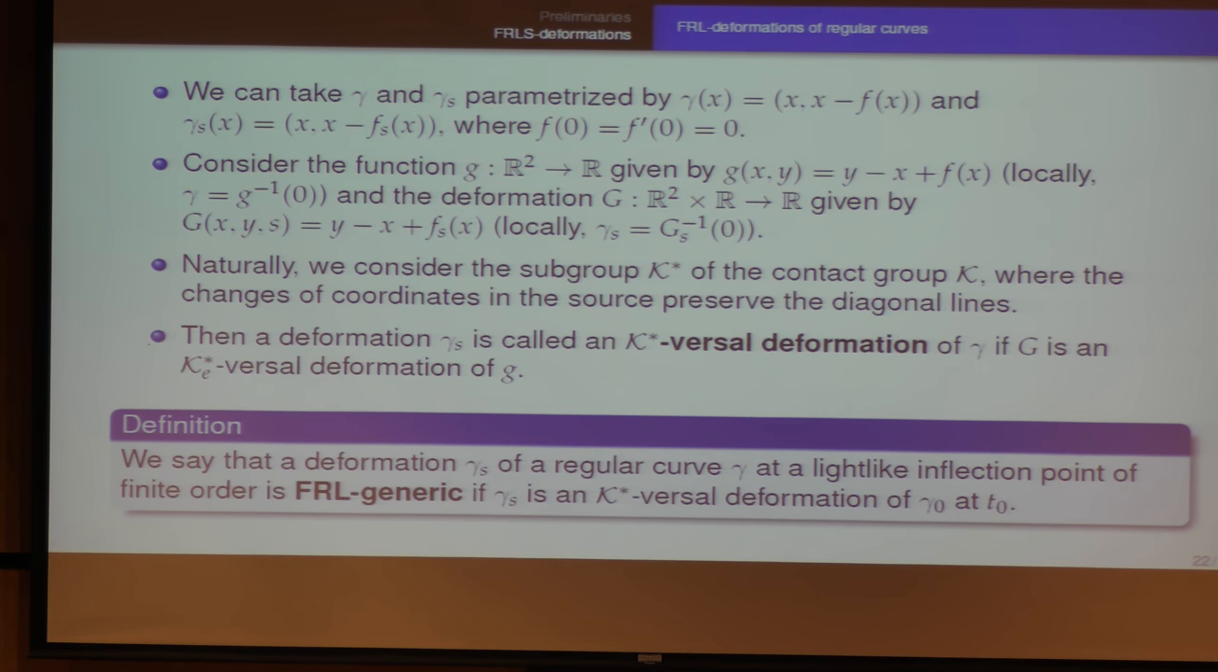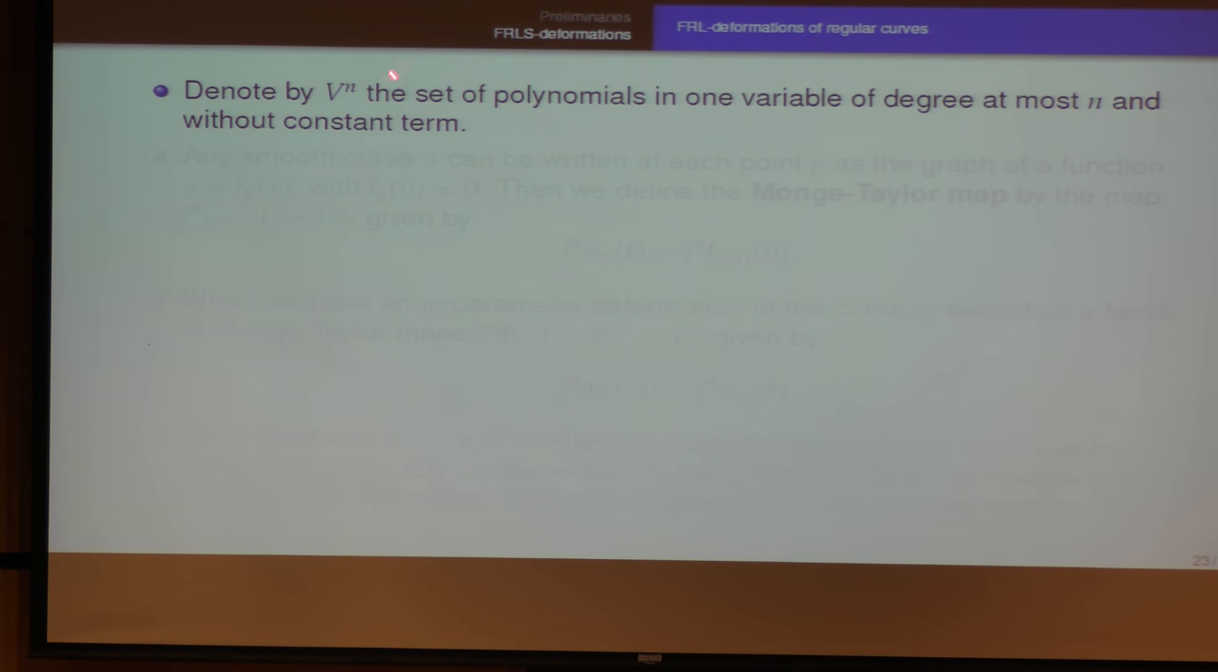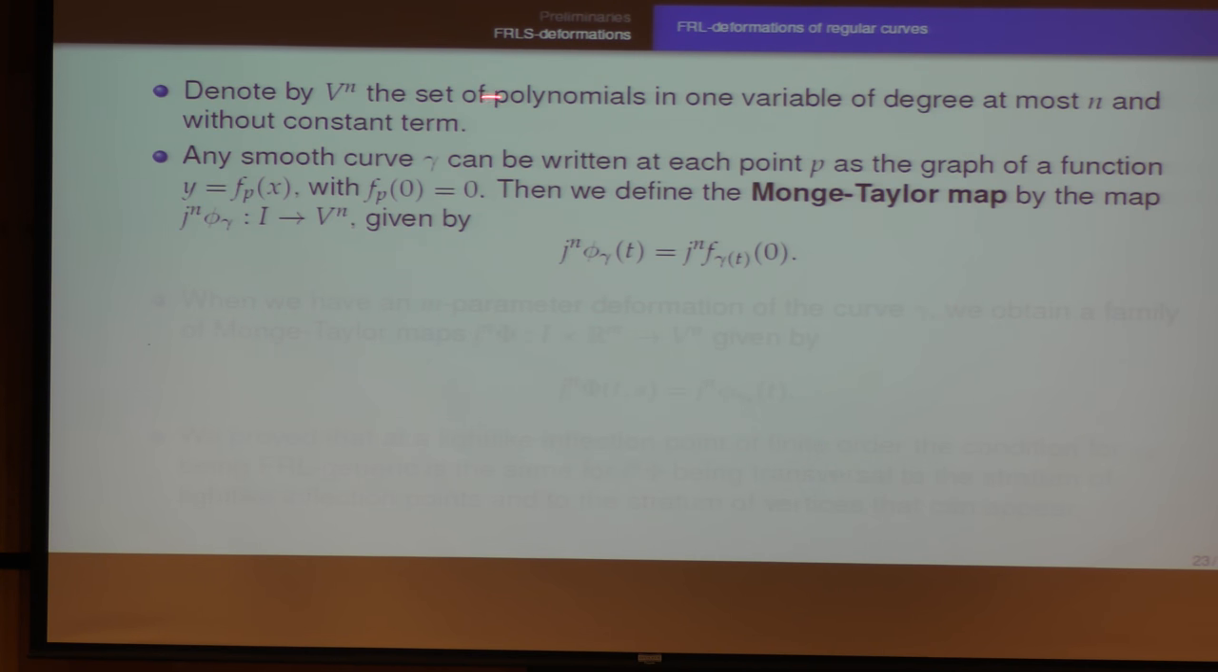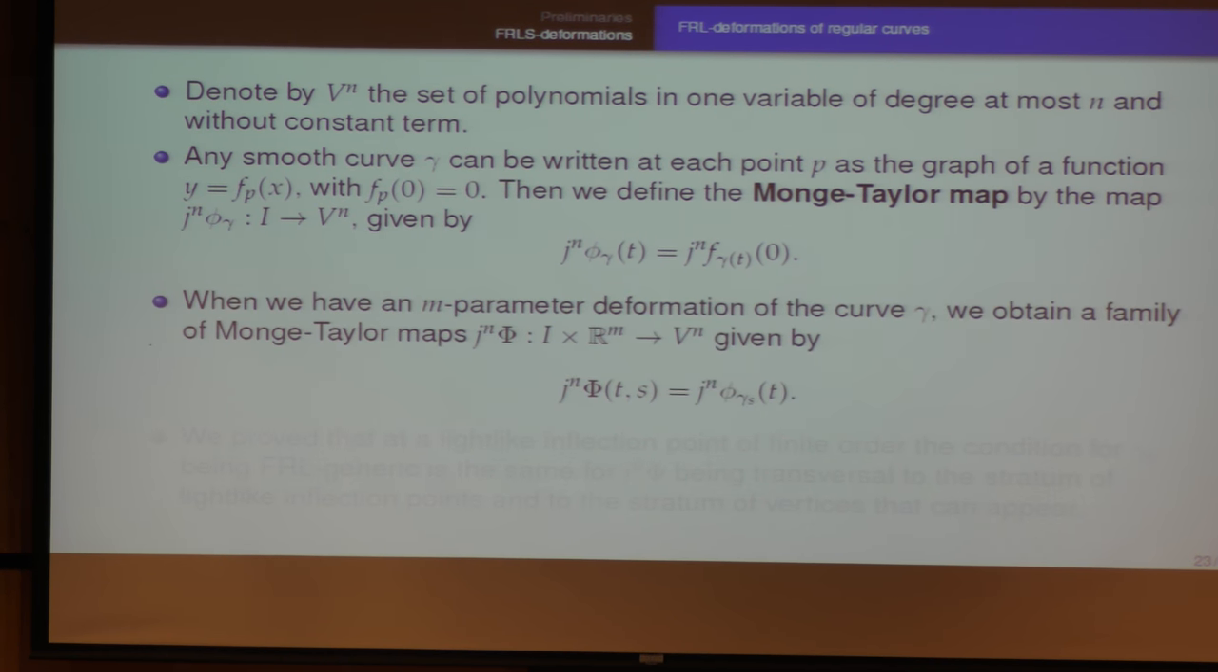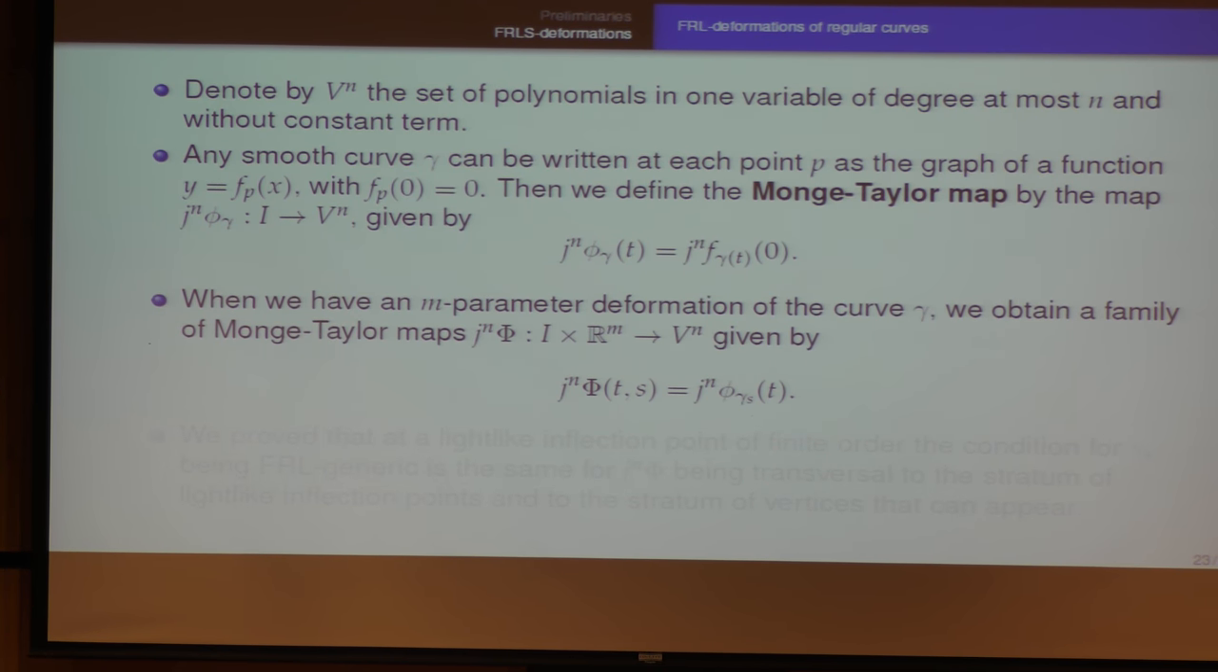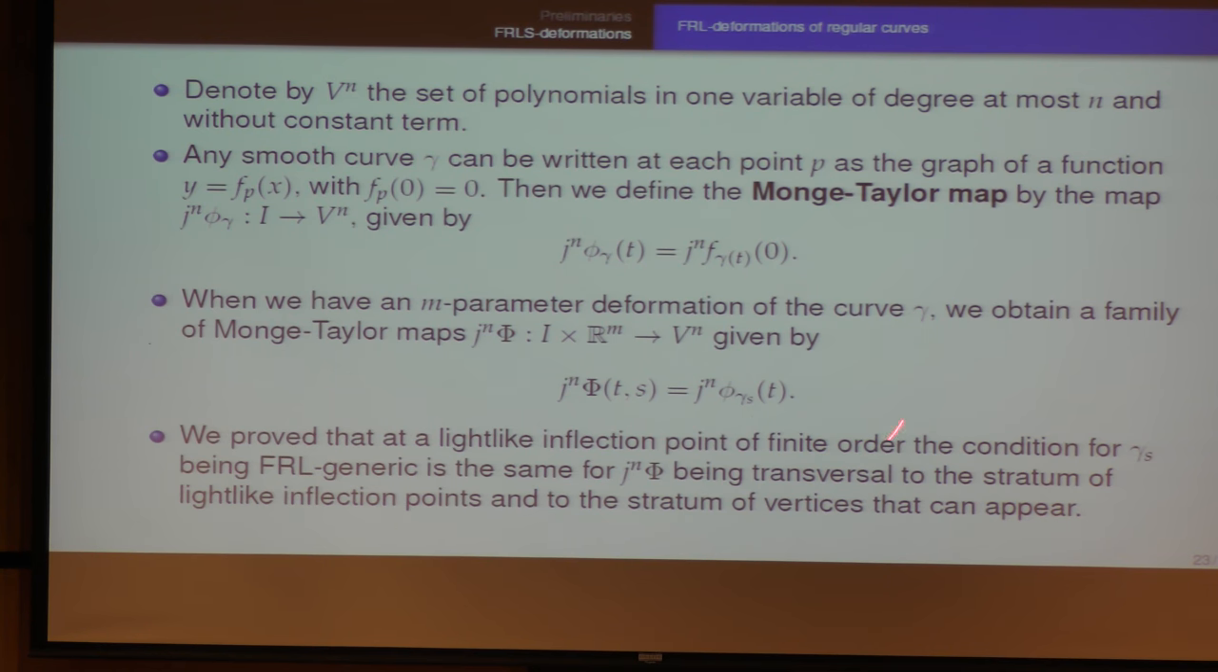For this, to see this, we go to the jet space. Okay, for this, we consider V n, the set of polynomials in one variable of degree at most n, and without constant terms. And then we know that any smooth curve can be written at each point as a graph of a function, and then we can define the Monge-Taylor map by this function. Okay? If we have a family of curves, then we have a family of Monge-Taylor maps. And we proved that at a light-like inflection point of finite order, the condition for gamma s being FRL generic is the same as the condition for the family of Monge-Taylor maps being transversal to the stratum of light-like inflection points and to the stratum of vertex that can appear. Okay? Then it's a good condition.